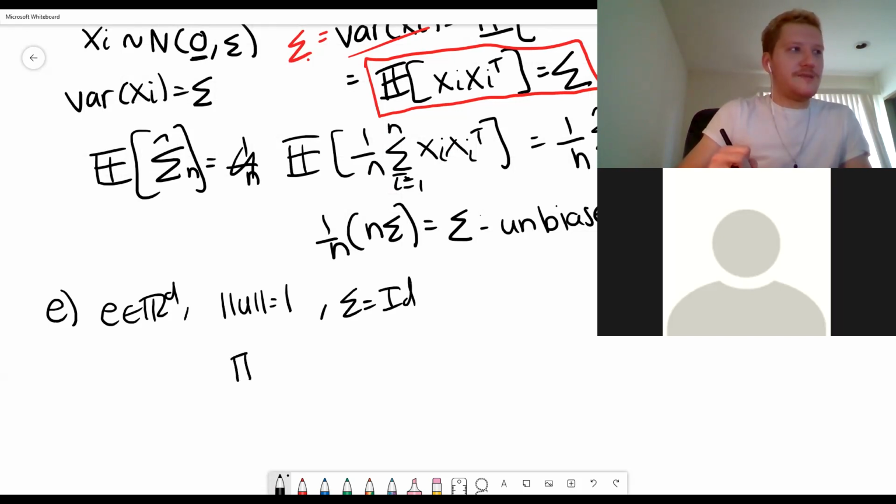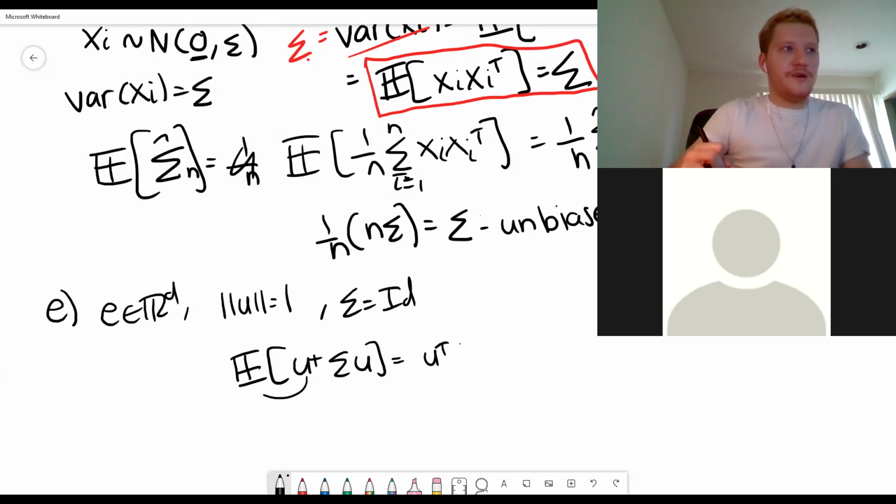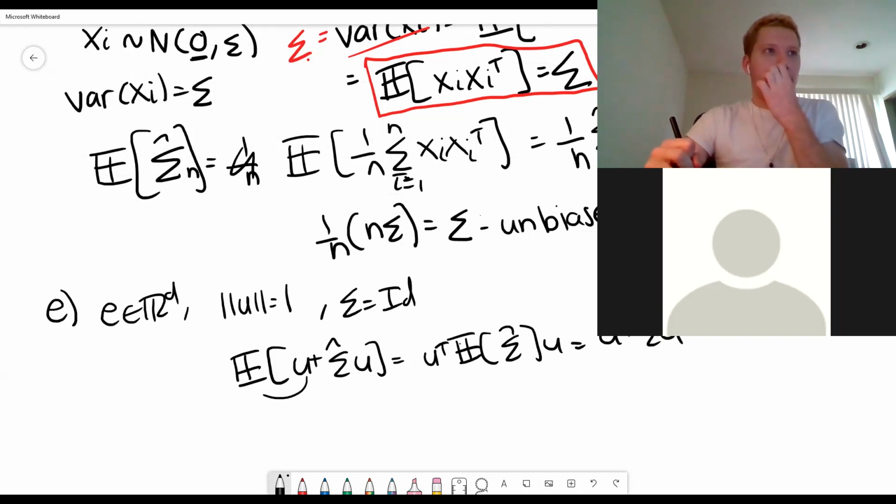Then they ask you to find the expected value of U transpose sigma hat U, which you can just pull out. You get U transpose, expected value of sigma hat, U, which is just equal to U transpose sigma U. And they said that sigma is just the identity matrix. So this is U transpose U, which is equal to 1.